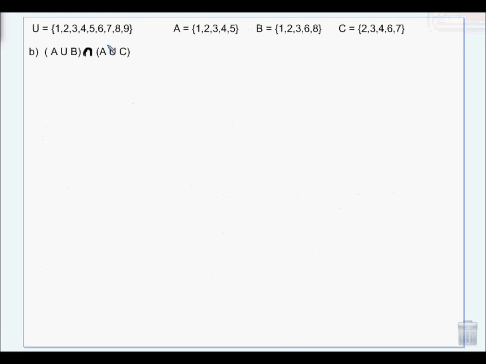Okay, for this example we have 2 sets of parentheses. So first I'm going to unite A and B, and then I'm going to unite A and C. So what I'm going to do is I'm going to say A union B. So I've got A and B. A is 1, 2, 3, 4, 5, and B is 1, 2, 3, 6, 8. So they both have 1, 2, 3. And then A has 4 and 5, and B has 6 and 8. Okay, so that was this first part.